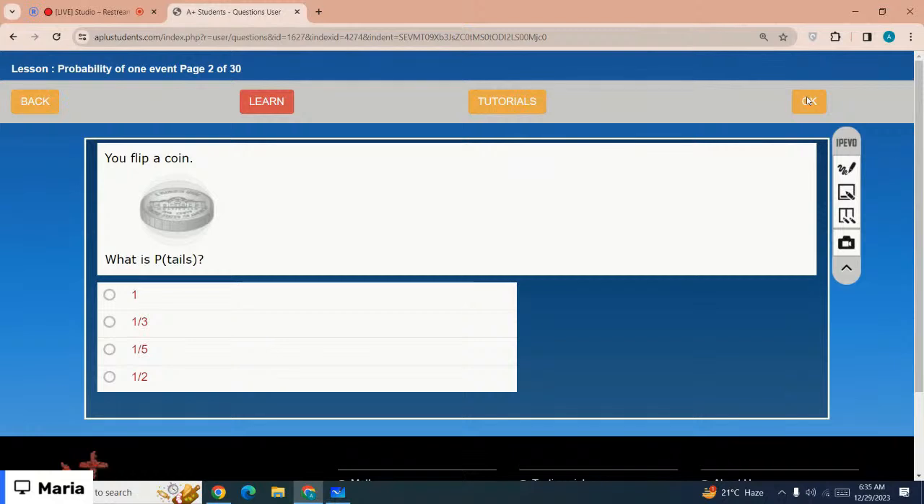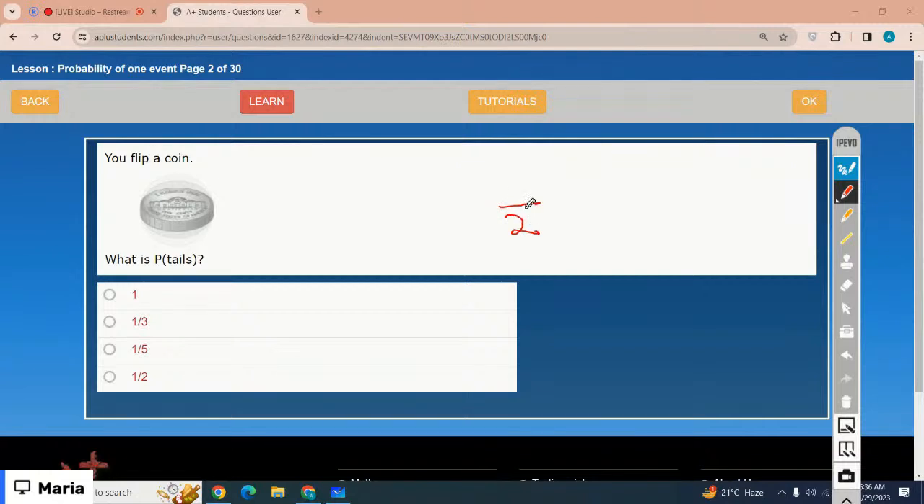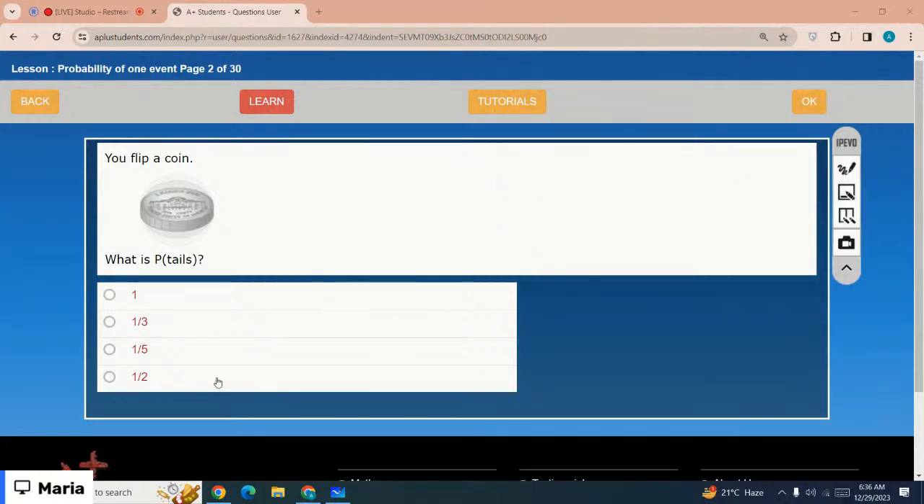You flip a coin. What is the probability of tails? Which is the correct option? So whenever you flip a coin, you have only two options, the head or the tail, right? So the total outcomes are 2 and the probability of tail is 1 over 2. The correct option is 1 over 2, very good.